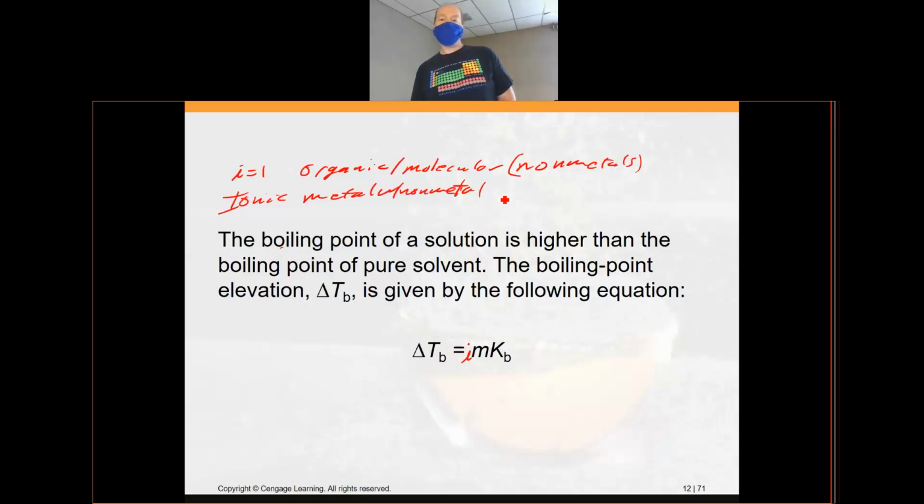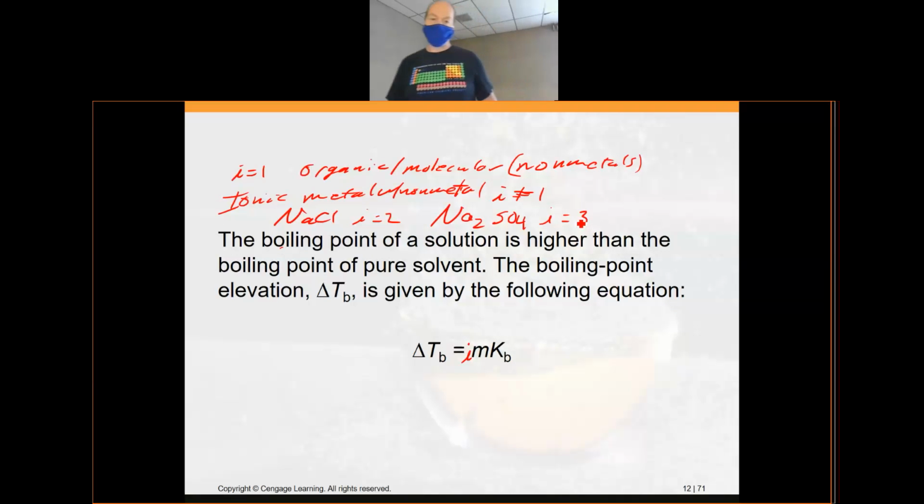All right, and so I is not 1. If you have NaCl, then your I value is 2. If you have Na2SO4, your I value is 3. It is ions in solution. It's Na plus, Cl minus. It is 2 Na plus and 1 SO4 minus 2. So you have to be able to get your I value from your ionic compounds.